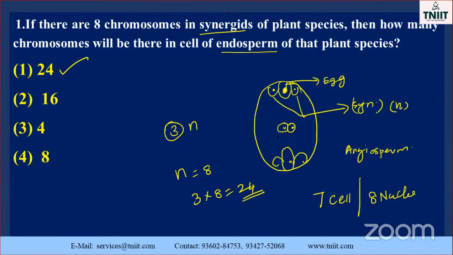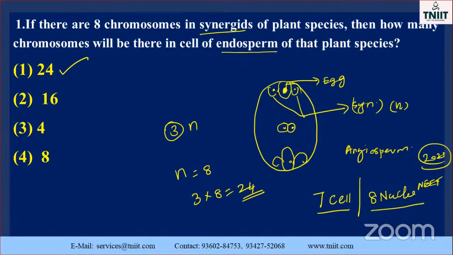A mature embryo sac contains 7 cells and 8 nuclei. This is also one of the NEET questions, my dear, from 2023. Don't forget. This is very, very important. In this category, 1 egg cell is there and 2 synergid cells are there.